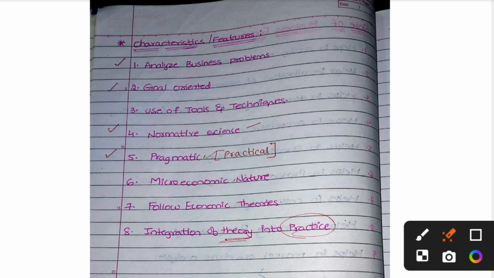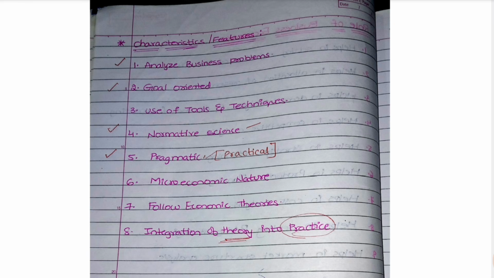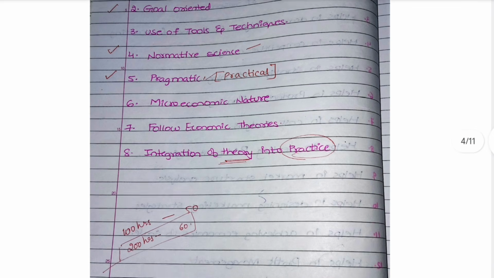Second one is goal oriented. When we get to know the position of your organization, we will set certain goals, like in 1 month we need to complete this much sales, in second month we need to complete this much sales, like that. Next, usage of tools and techniques, normative science, pragmatics, which is nothing but practical theories we will use. Microeconomic nature: micro means for small scale industries, business economics plays an important role. Economic theory follows integration of theory into practice, which means whatever we are learning in the book, we will use those theories in a practical manner. So those are the features of business economics.